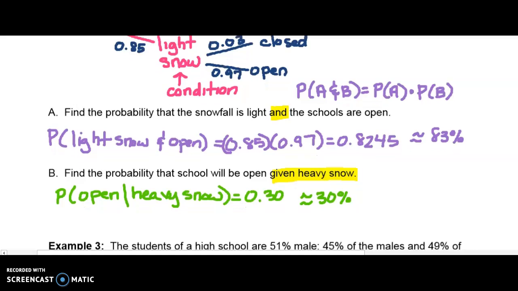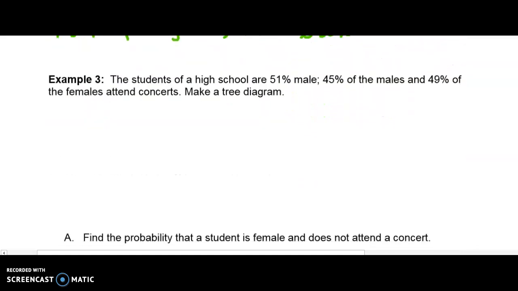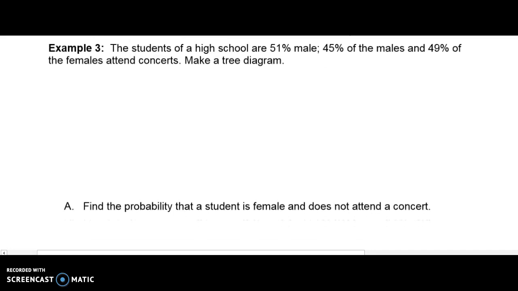Okay. All right, and then the last example has to do with students attending concerts or not. It says here, the students of a high school are 51% male, 45% of males and 49% of females attend concerts. Make a tree diagram. So what do you think the condition here is? Well, if you said being male or female, then you'd be correct.